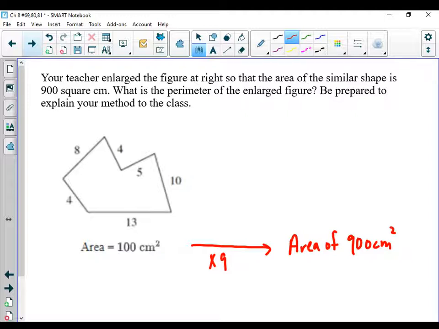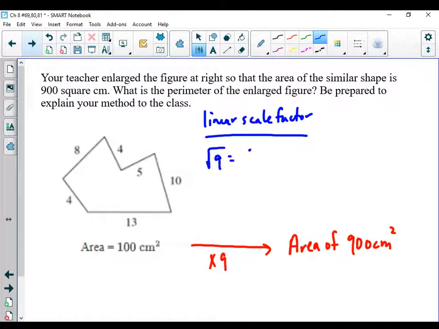Well, in order to figure out the new perimeter, we're going to have to think about what's our linear scale factor. So that's really our first order of business here. What is the linear scale factor? All right, well, if I multiply by 9 to find the areas, we're going to backtrack now to figure out the linear scale factor. So I know if the scale factor is given to me, I can square it in order to find the area ratio. So if I'm going in reverse, that means I'm going to square root it. Or in other words, my linear scale factor should be 3.